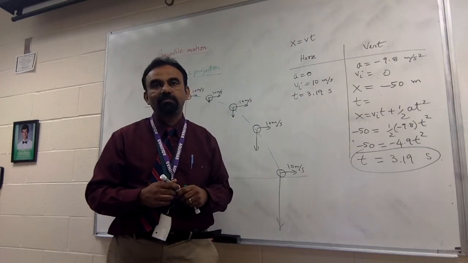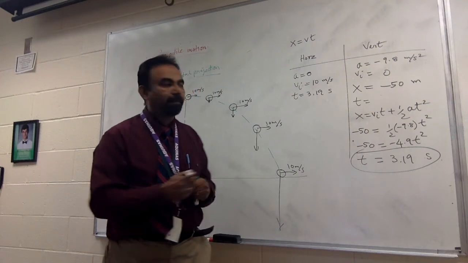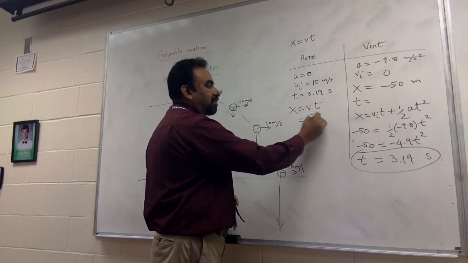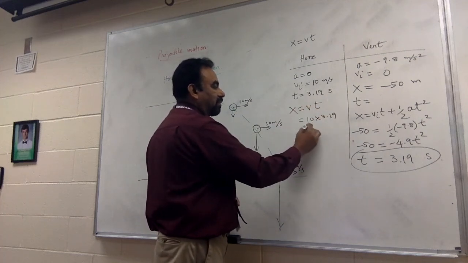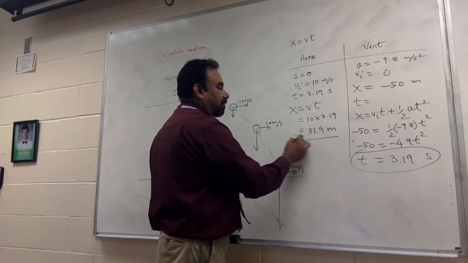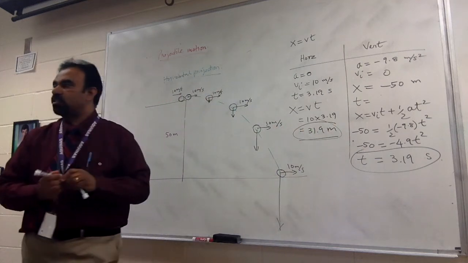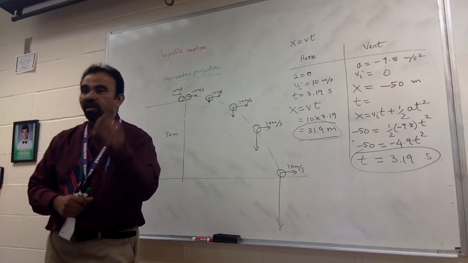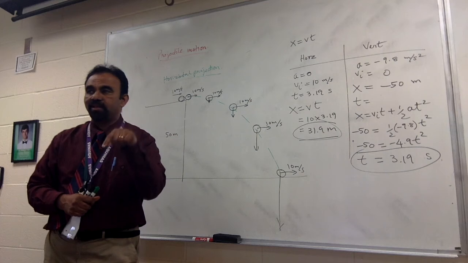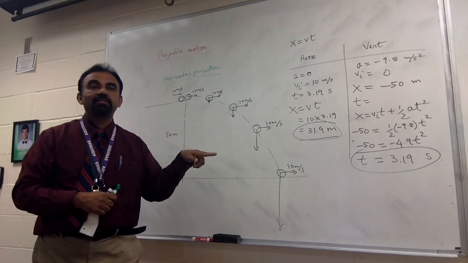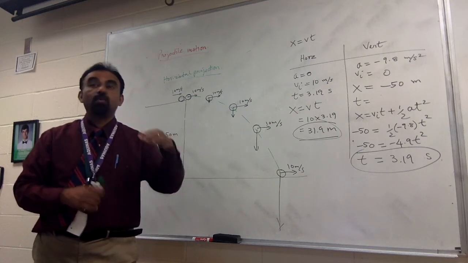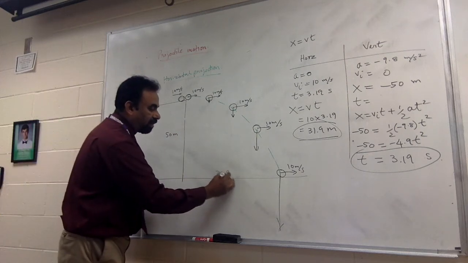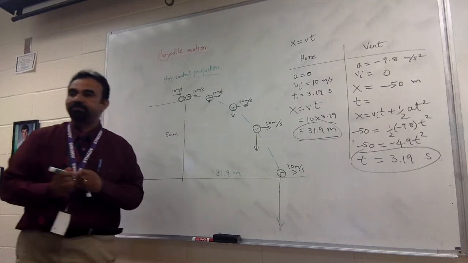So on the horizontal one, are you trying to find the displacement? Yeah. So now what is the horizontal displacement? 10 times 3.19, which is 31.9. So we have solved the answer. What did I ask you first? Find when and where it will land. When will it land? After 3.19 seconds. Where will it land? 31.9 meters from the bottom of the building.